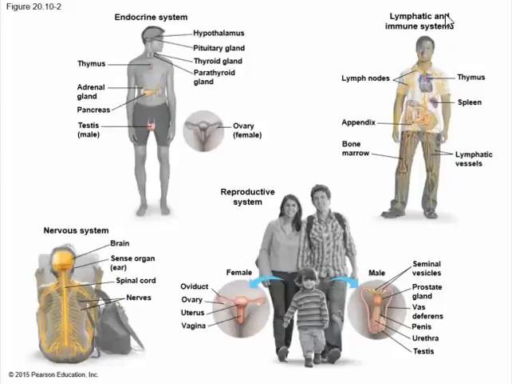Lymphatic and immune system. The lymphatic and immune systems are all in one. Lymphatic collects excess fluid that leaks out of your circulatory system and returns it back to the circulatory system. And also the lymphatic has an immune component which protects you against disease-causing pathogens. Reproductive system, responsible for production of gametes and the bearing of young. Little humans.